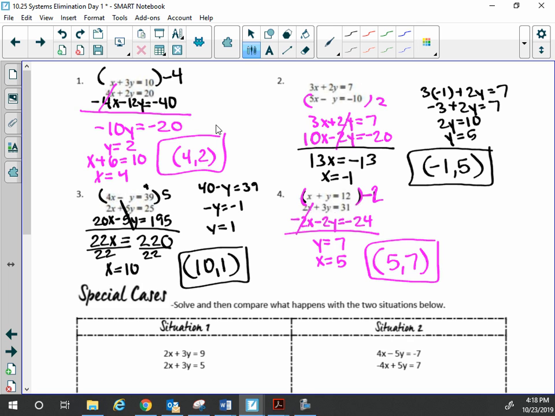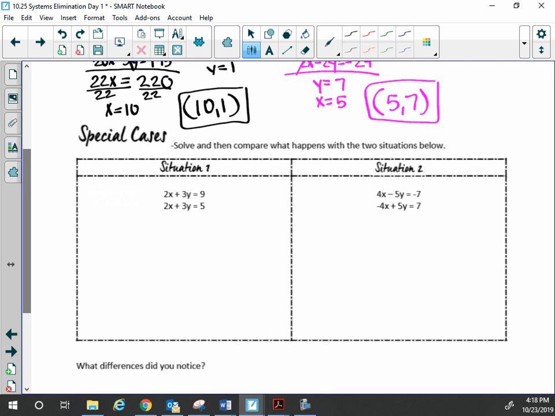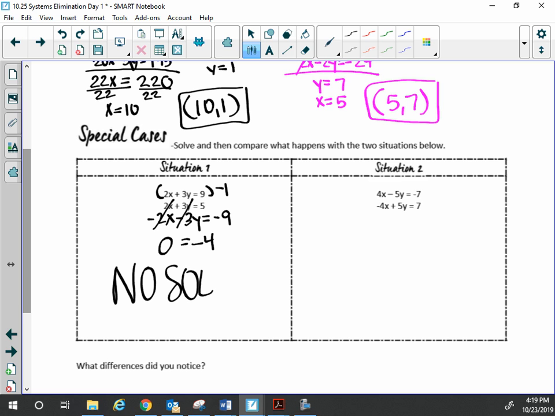Okay, so y'all probably know what's coming with special cases because they're the same special cases that we had before. If I have 2x plus 3y equals 9 and 2x plus 3y equals 5, if I isolate the variables, multiply by -1, -2x minus 3y equals -9. Well, cancel, cancel, and -4. So 0 equals -4. Everybody should be able to tell me what that means. No solution.